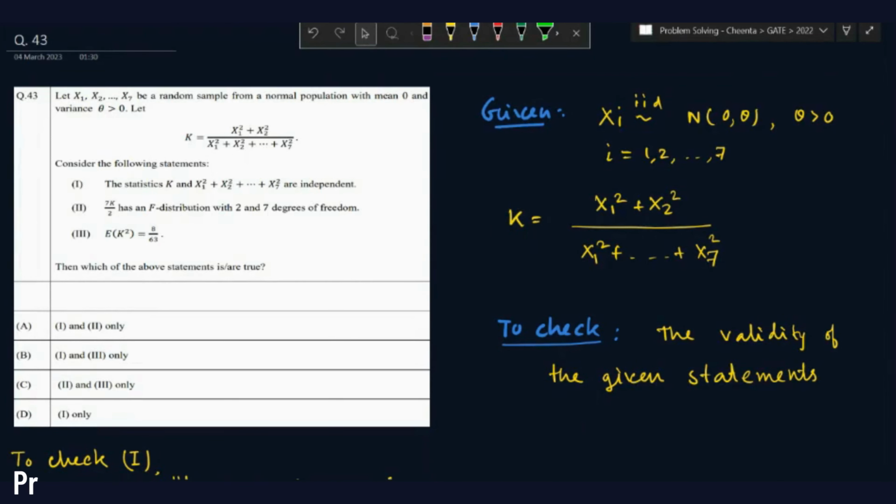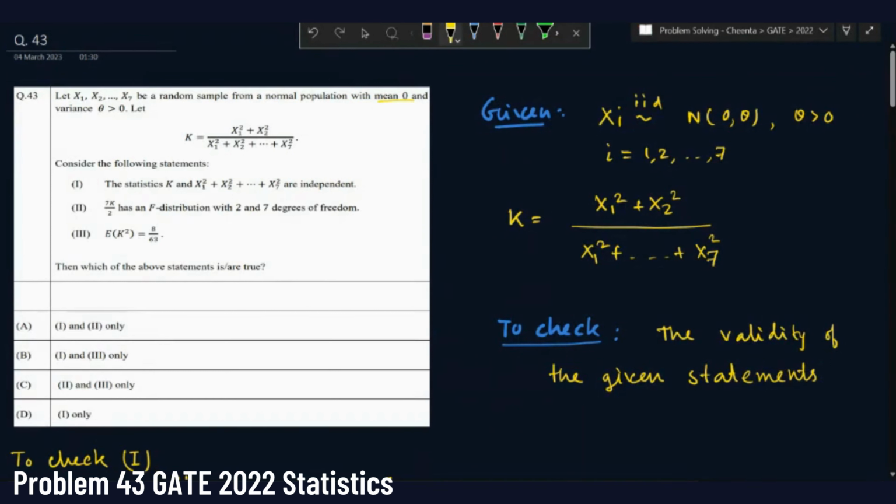Today we are going to solve problem number 43 of GATE 2022 statistics paper. The problem says that X1, X2, ..., X7 be a random sample from a normal population with mean 0 and variance theta, theta greater than 0. They define a variable K equal to (X1 square plus X2 square) divided by the sum over i from 1 to 7 of Xi square. So we need to check the validity of the following statements: the statistic K and summation Xi squares are independent; 7K/2 has an F distribution with degrees of freedom 2 and 5; and expectation of K square is 8 by 63.